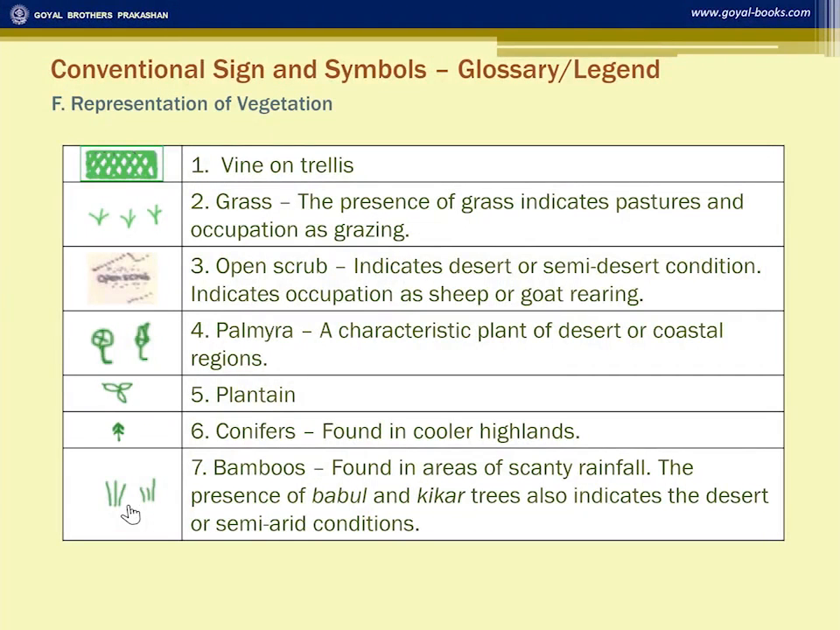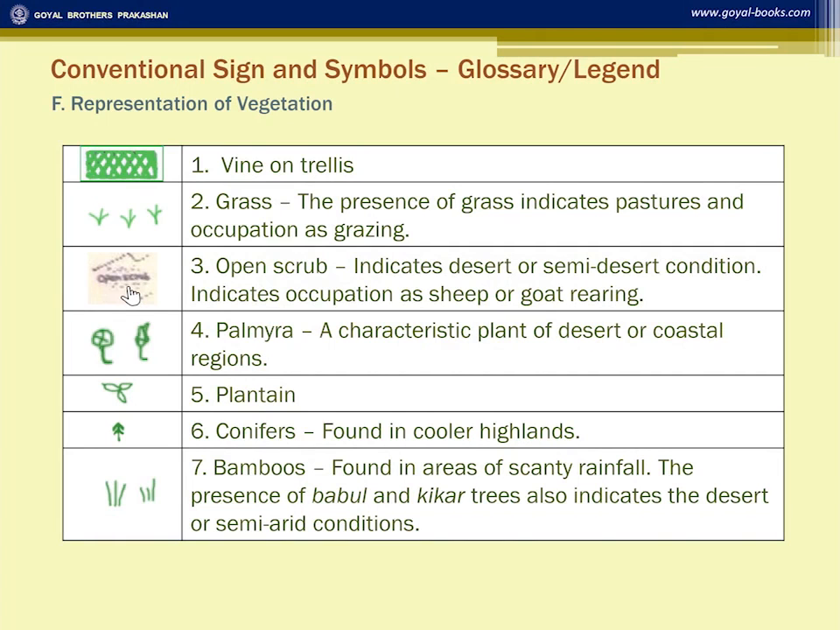So generally they ask what kind of vegetation is found on the survey sheet. One thing that you will find in black, just written there, is open scrub, which indicates desert or semi-desert conditions. It indicates the occupation of the area is sheep or goat rearing, because only bushes or small vegetation are found in the area. You don't find any trees.